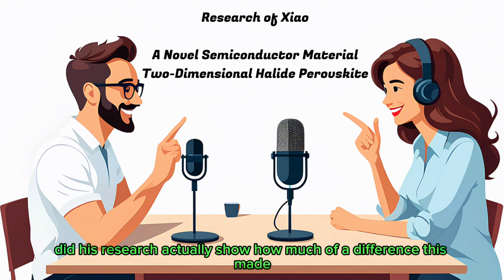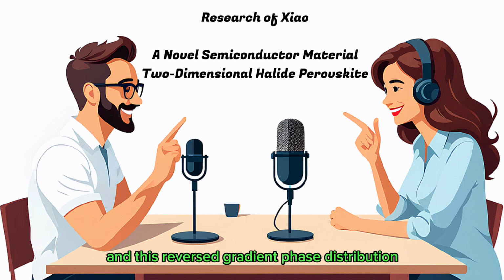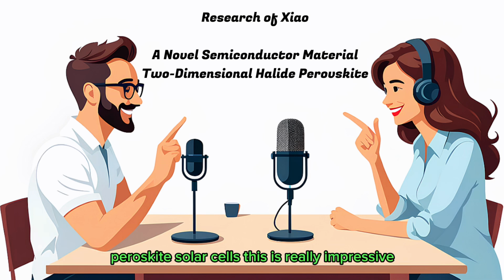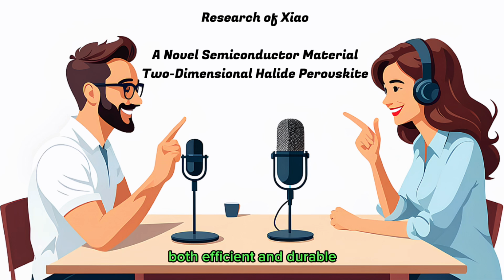Did his research actually show how much of a difference this made in terms of stability? His findings definitely suggest that spacer mixing and this reversed gradient phase distribution really can significantly enhance the long-term stability of these 2D perovskite solar cells. This is really impressive. It sounds like he cracked the code for making these perovskites both efficient and durable. He was certainly on the right track.